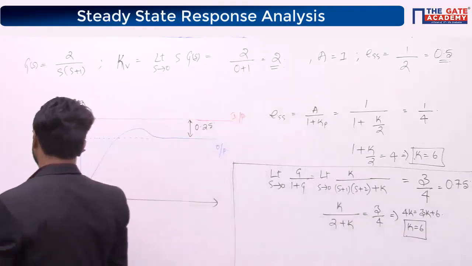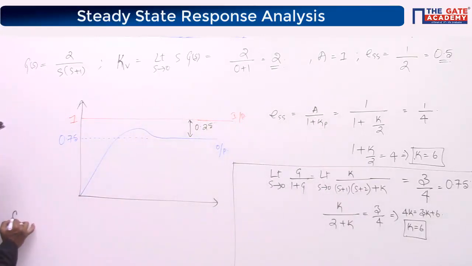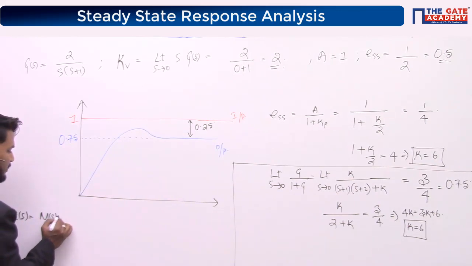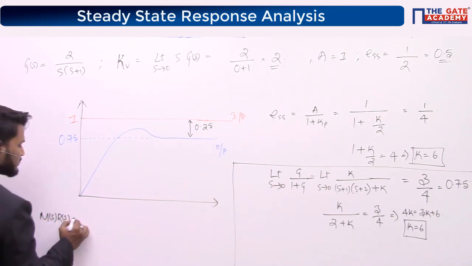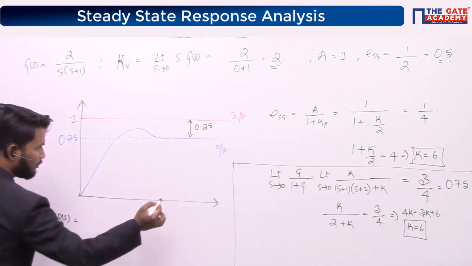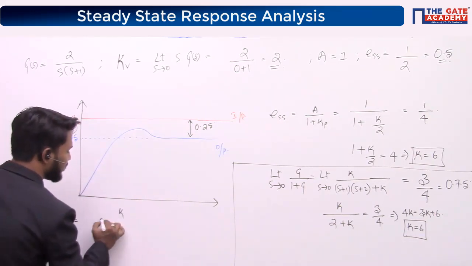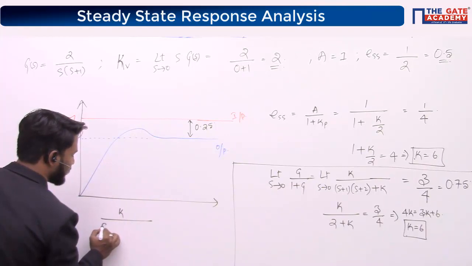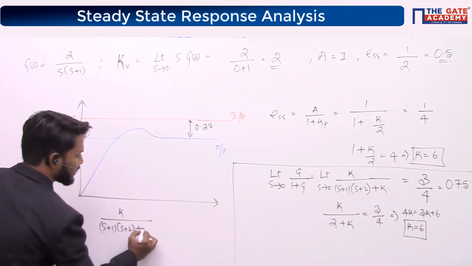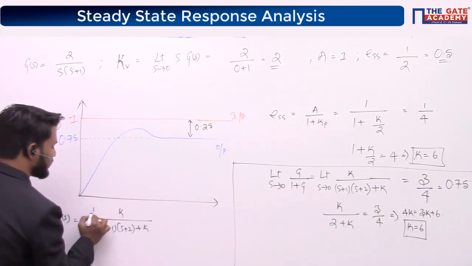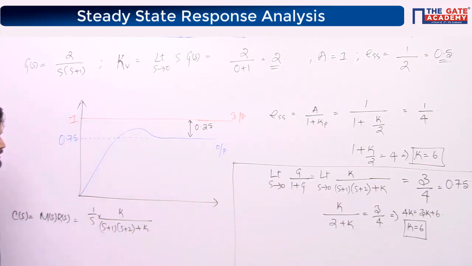What is C of s? C of s is overall transfer function M of s multiplied by R of s. What is R of s in this? R of s is equal to 1 by s. Therefore, overall transfer function is K by (s plus 1) into (s plus 2) into (s plus 2 plus K), multiplied by 1 by s. This is C of s.